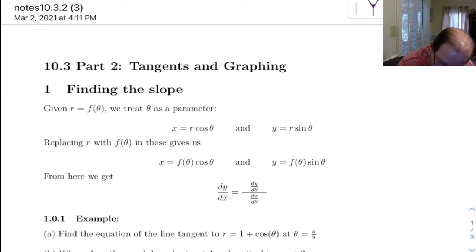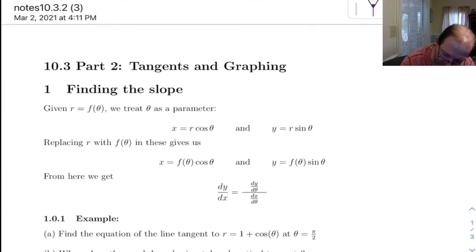If you're given a function, r is some function of theta, what you do is you treat theta as a parameter, and then you use these two little equations here to rewrite x as a function of theta and y as a function of theta. Now, where did these two equations come from?